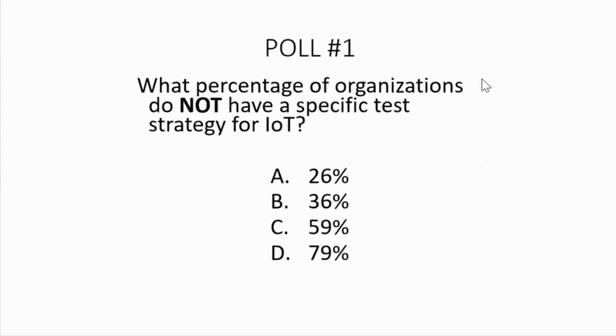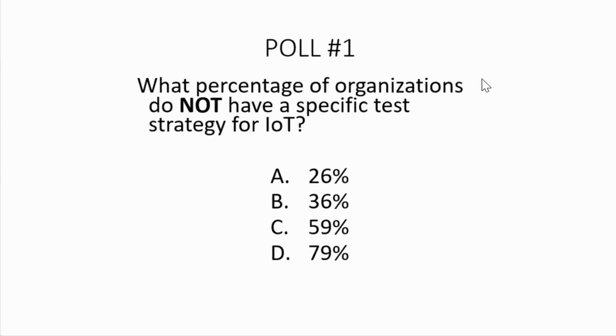So, a quick poll around the room, to try to keep this interactive and fun, and see if you're awake. What percentage of organizations do not have a specific test strategy, not 'I checked the box,' but a detailed plan for IoT? What do you think it is? Raise your hand if you think the answer is A, 26%. B, 36%, anyone? No takers? C, 59%, a handful of you. And then D, 79%, probably the rest of the room, right? Okay.